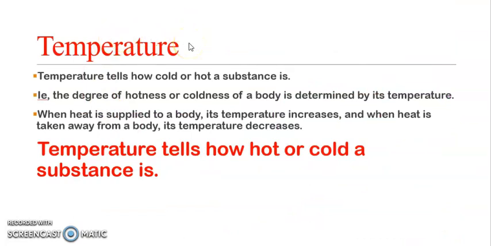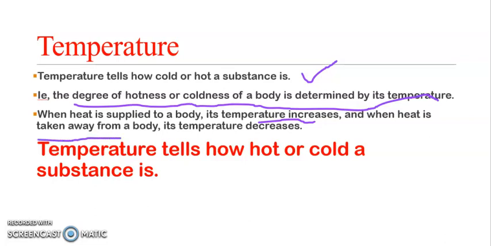So, let's check the definition of temperature. Temperature tells how cold or hot a substance is. That is, the degree of hotness or coldness of a body is determined by its temperature. When heat is supplied to a body, like that hot cup of coffee, its temperature increases. There we are giving heat so that it becomes very hot. And when heat is taken away from a body, like cold ice cream, its temperature decreases. So temperature tells how hot or cold a substance is.